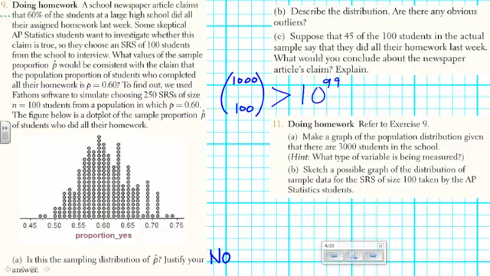So is 250 all the possible samples? No. These numbers get really, really big really, really fast. So even if we did 100,000 samples, we're still nowhere near all possible samples. So the answer is no, but it is a reasonable guess at what the sampling distribution is going to look like. All right. B, describe the distribution.